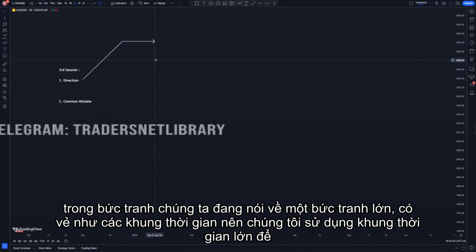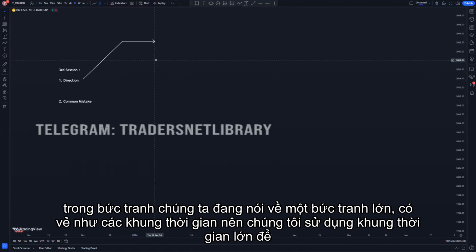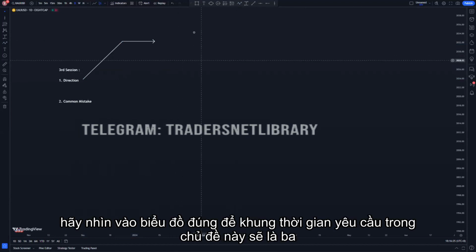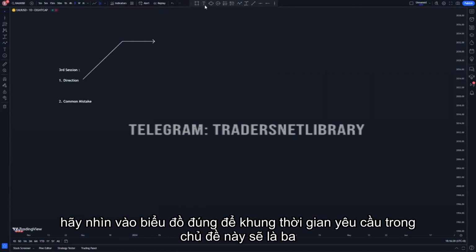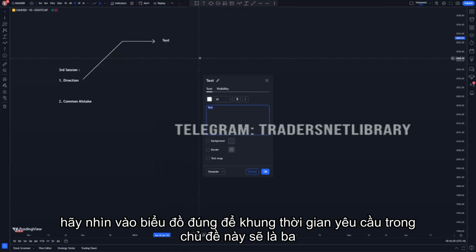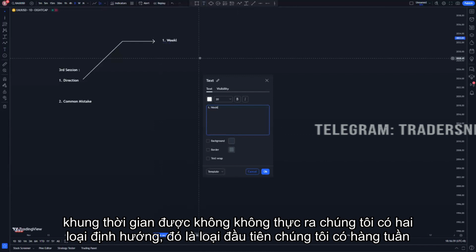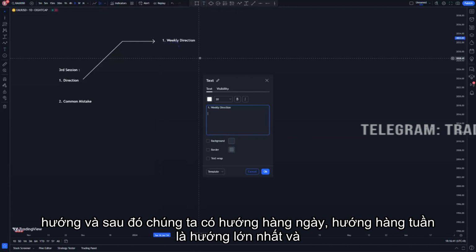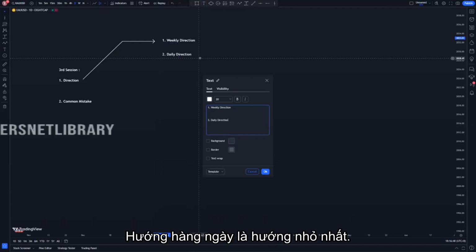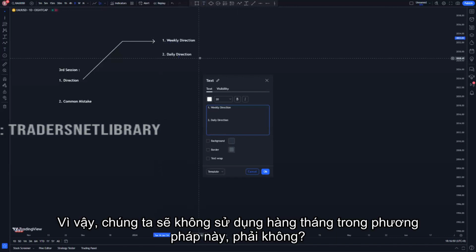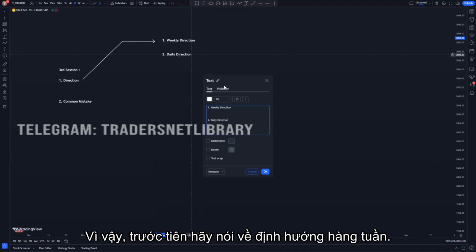So we use big time frames to look at the charts. The time frames required in this topic are going to be weekly and daily, because we have 2 types of direction: the weekly direction, which is the biggest one, and the daily direction, which is the smallest one. We are not going to use monthly at all in this method. So let's talk about the weekly direction first.